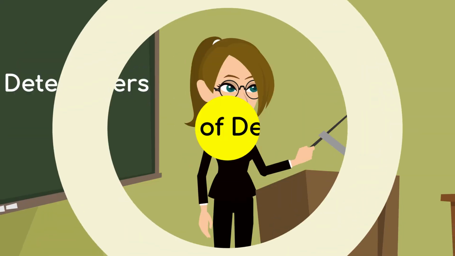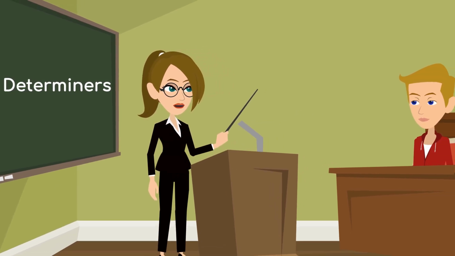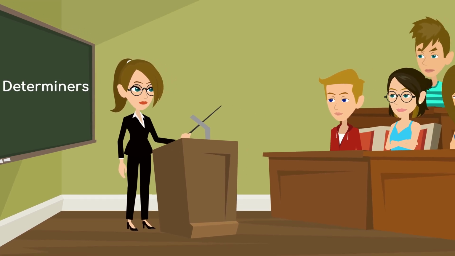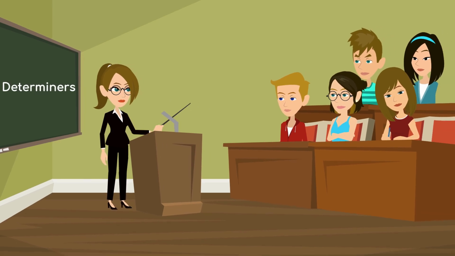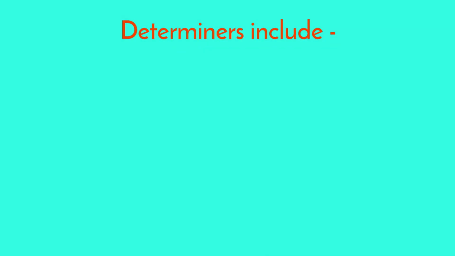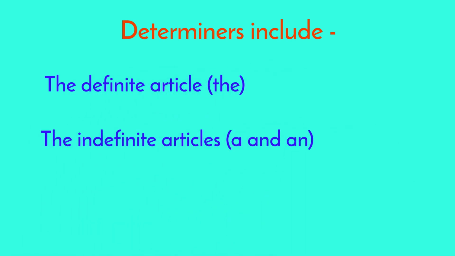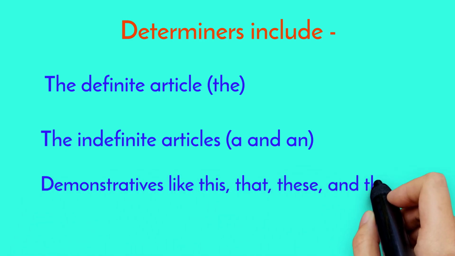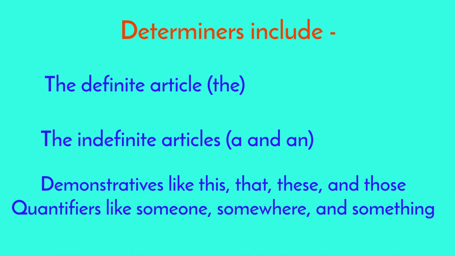Determiners. Determiners are not recognized everywhere as a part of speech, but they are gaining traction. Determiners introduce a noun, clarify what nouns are referring to, and indicate quantity. Determiners include the definite article the, the indefinite articles a and an, demonstratives like this, that, these, and those, and quantifiers like someone, somewhere, and something.